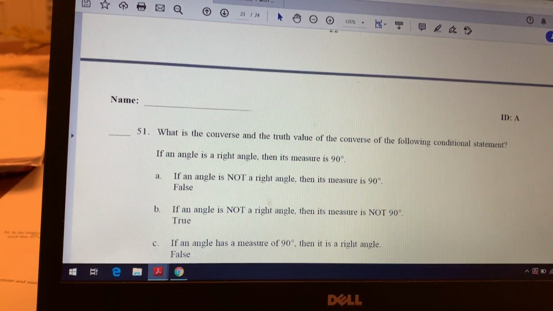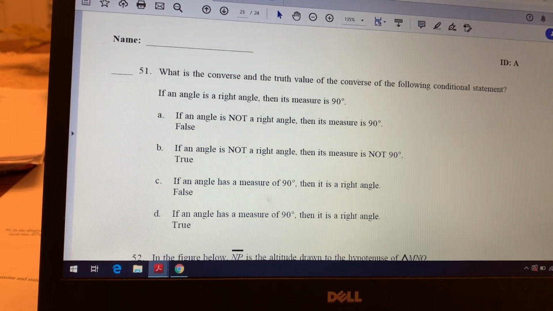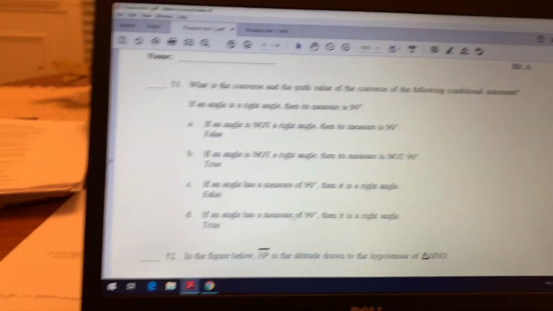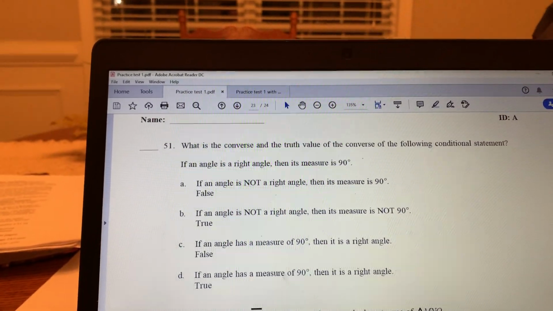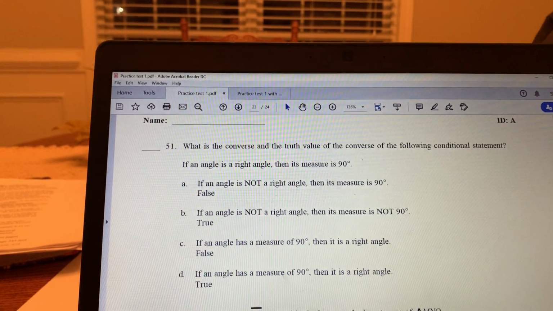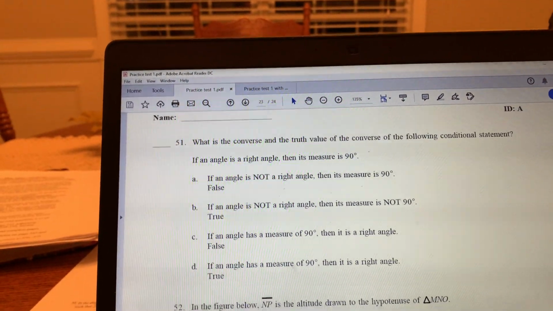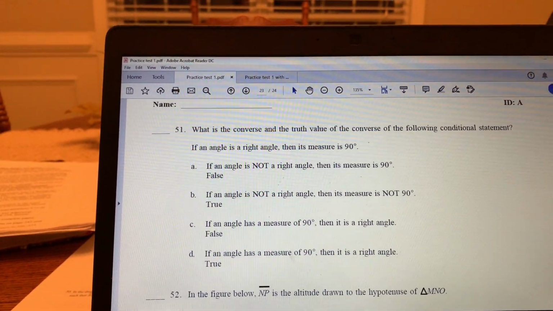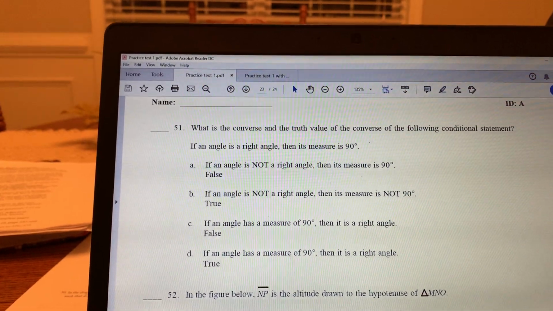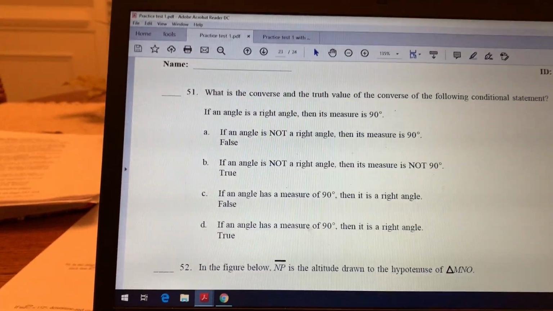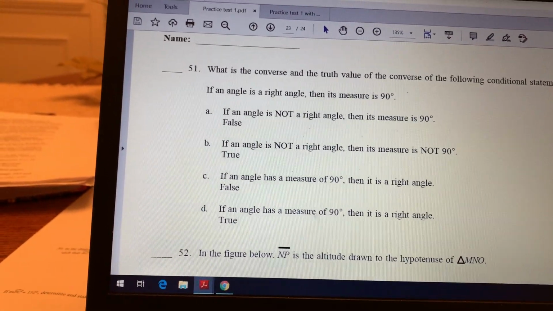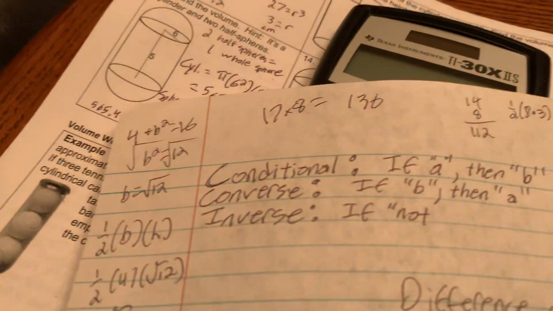All right, 51. What is the converse and the truth value of the converse of the following conditional statement? I gotta see if I have it written down. I showed y'all where converse was in the first video in your book. I think it's lesson 2.1 in your Big Ideas Math book. And again, you can look that up online if you need to. I do have converse at least written down right here.